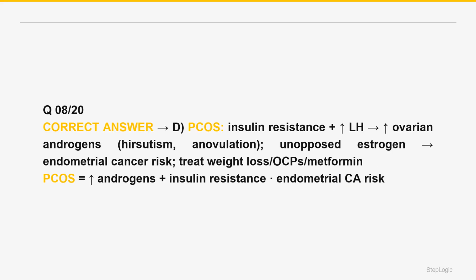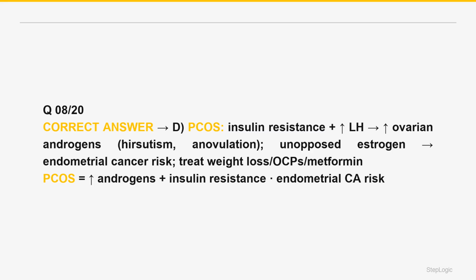The correct answer is D. The key long-term risk is the high-yield twist. Chronic anovulation means the endometrium is exposed to estrogen that is unopposed by progesterone, since no corpus luteum forms, driving endometrial hyperplasia and raising the risk of endometrial carcinoma. PCOS also predisposes to type 2 diabetes, metabolic syndrome, and dyslipidemia.